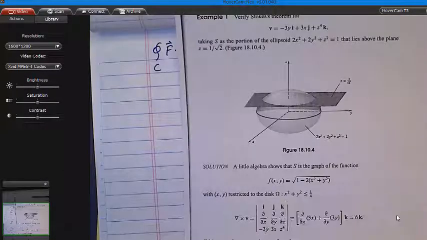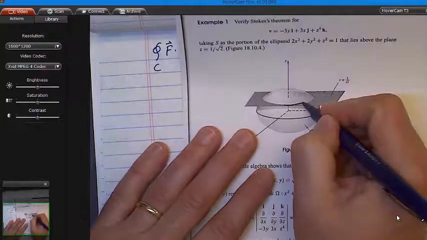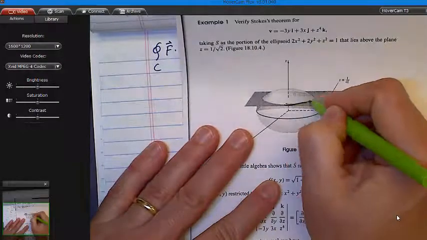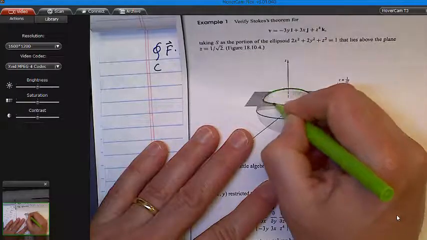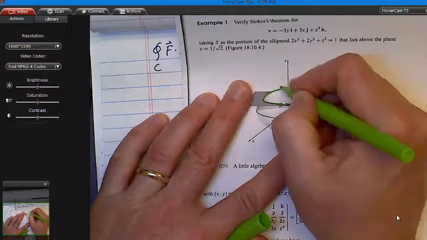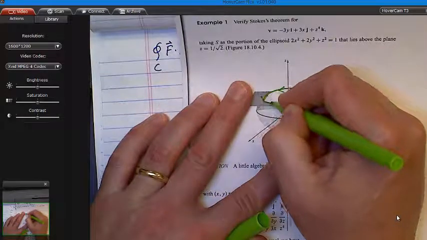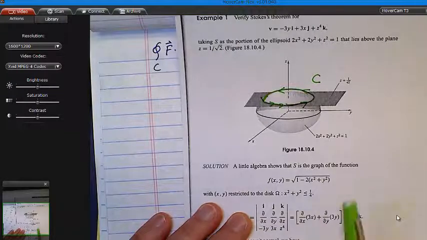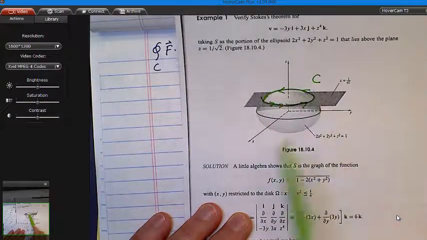So I'm going after this circle. Let me get a better color. This circle right in here is what I'm going to call my curve C, right? And the point is that if we can compute the line integral around that curve, that should be the same as the surface integral over the surface we just did.